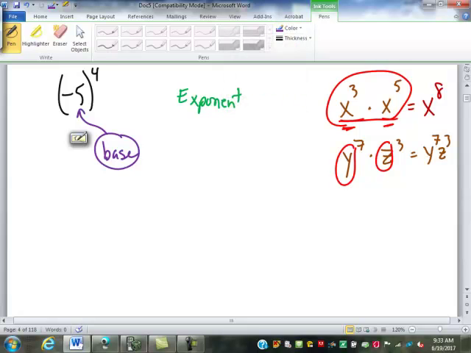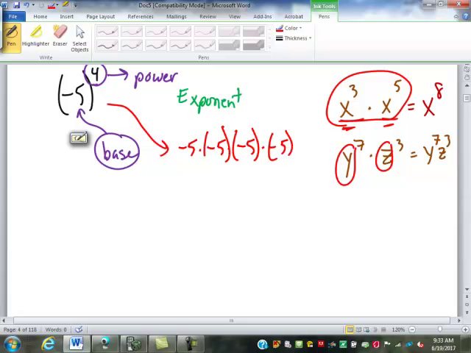The other part of our exponent is this. That's the power. The power tells us how many times we're repeating that number. So this exponent, negative 5 to the power of 4, tells us that there are 4 of those negative 5s.